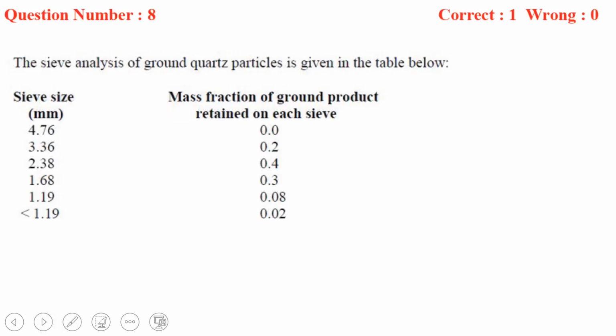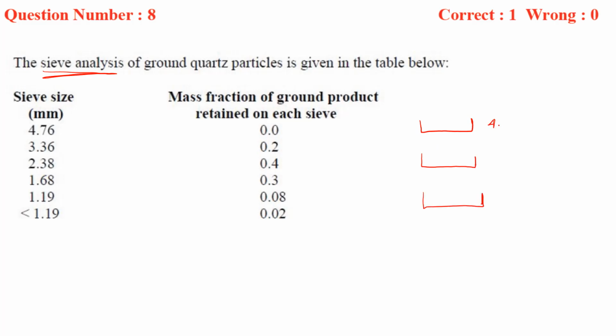The first question is: the sieve analysis of ground quartz particles is given in the table below. So this is a problem of sieve analysis. The sieve sizes given are 4.76, 3.36, 2.38, 1.68, 1.19 and less than 1.19. The mass fraction of ground product retained on each sieve is given. Okay, so there are different sizes of sieve, one by one.